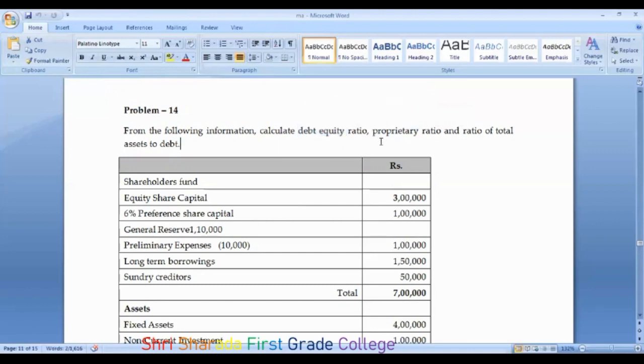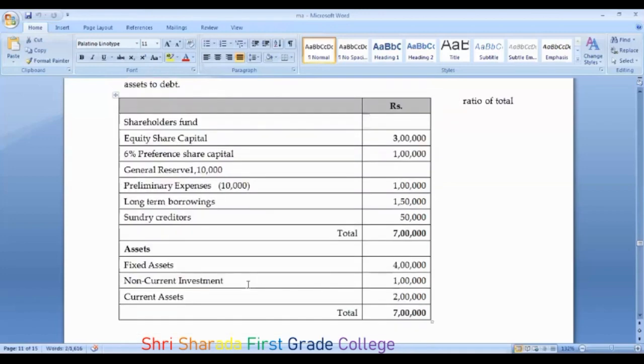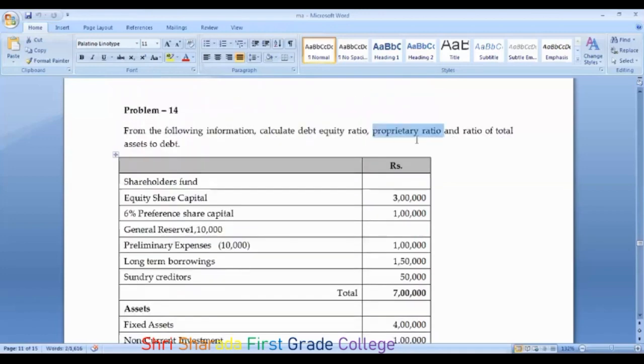Whereas the proprietary ratio considers the shareholders' fund along with all the assets, the total assets. There is no segregation here as current assets and fixed assets. The total assets will be taken into consideration, and the ratio of total assets to debts. They have specified here total assets to debts. You need to calculate one more as part of the calculation here.